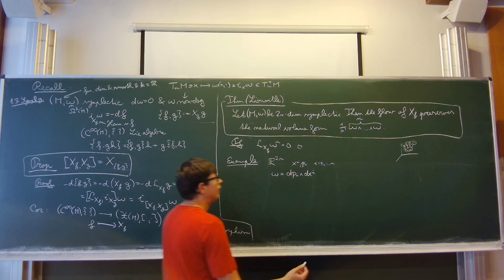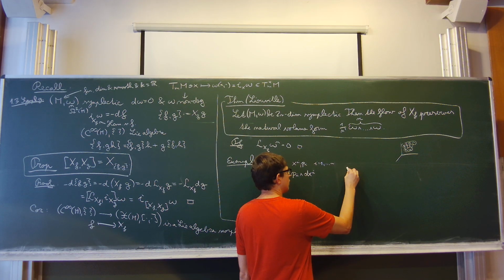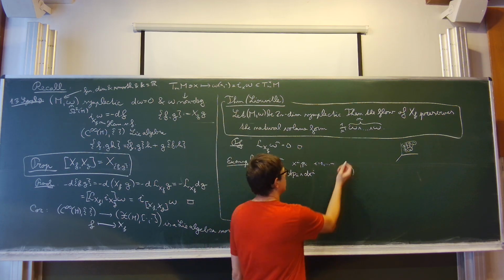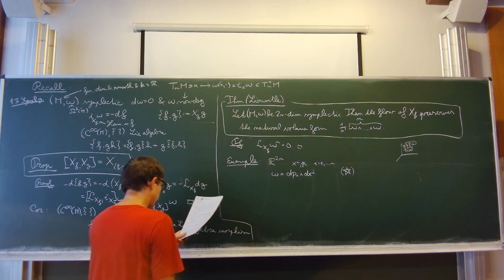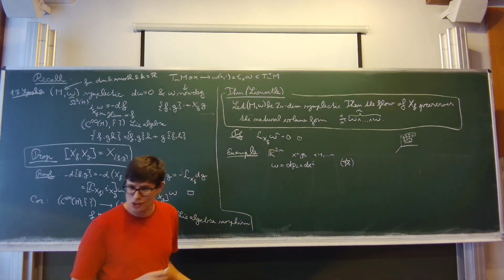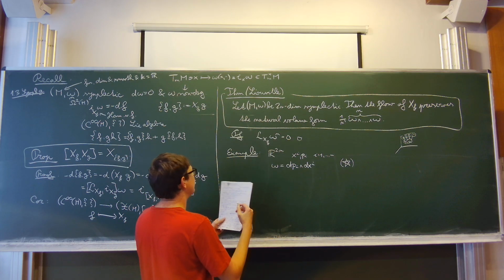So this is symplectic. I will call this example somehow because we will need it. So let's call it, I don't know, star. Maybe that. Okay. Any questions about the example? Okay, good.